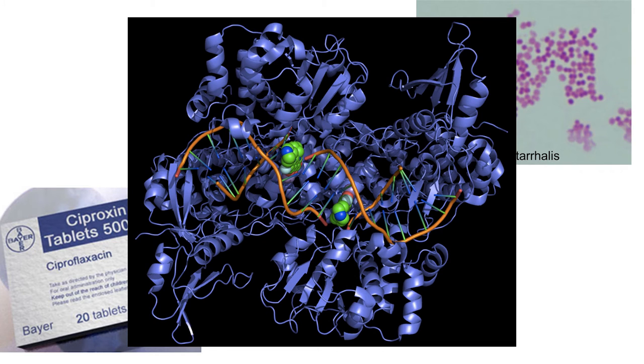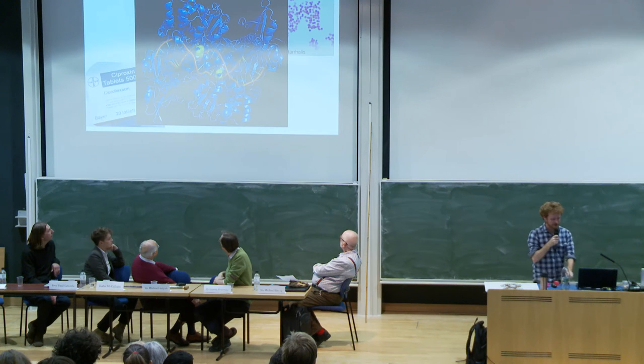And here's what it looks like when it's doing that. The little green things here, those are the drug molecules. Okay? This is the DNA, obviously. And this big blue thing, that's topoisomerase 2. And what topoisomerase 2 is trying to do is break open that DNA, but the little green things, the drug molecules, are stopping it from doing that. How's that for applied mathematics?